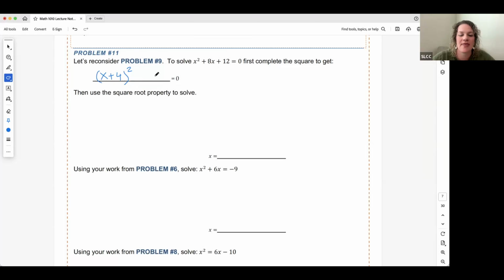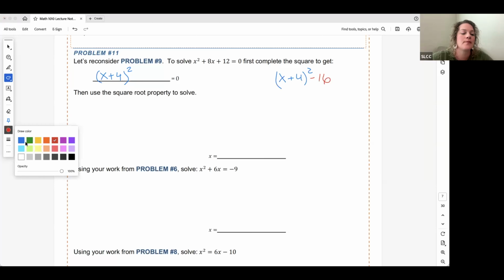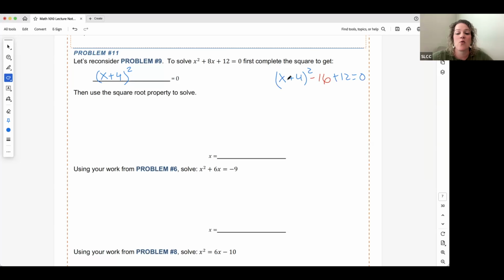How can I think about that? There's a couple of ways you can think through that. So x plus 4 quantity squared would give me an extra plus 16. So right beside it, I can just subtract that 16. And then I have the plus 12. If I wanted to do that, then you can see that this would be x plus 4 quantity squared minus 4. And that's what we saw on problem 9.